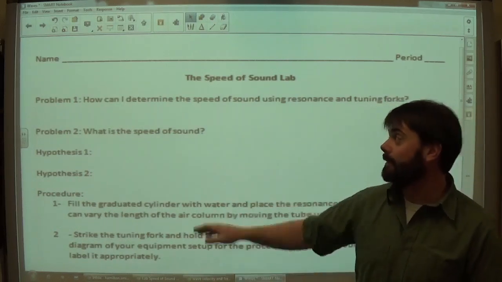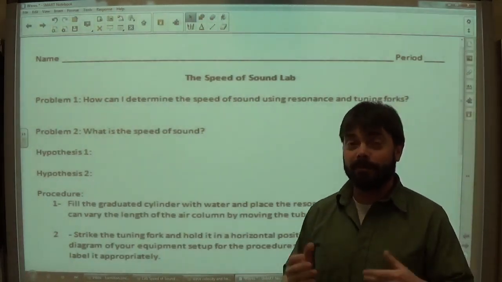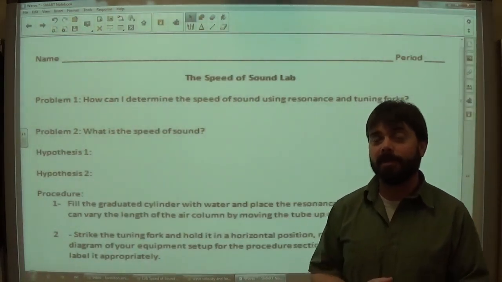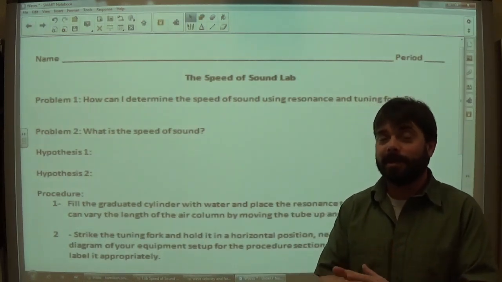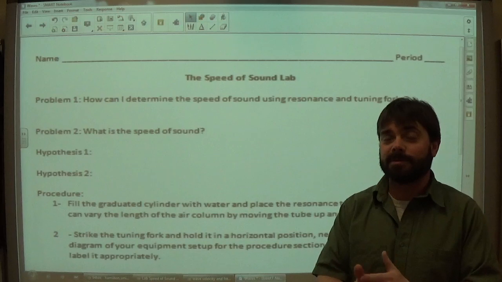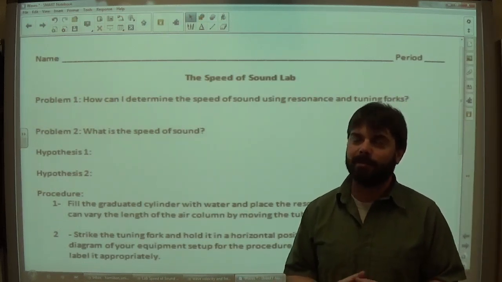So the lab itself is kind of like this. The problem is asking how are you going to do this. Before we get into that, I'll talk a little bit about the differences between mechanical and electromagnetic waves, or longitudinal waves versus transverse waves, because we did mention this earlier on, but it's a good time to refresh it.